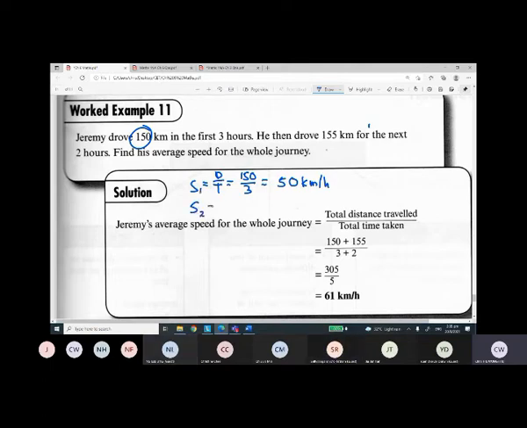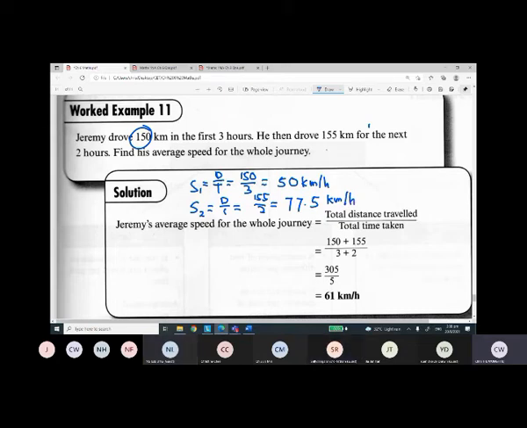Also distance over time. What is the distance for the second one? 155, is it? Yeah. 155 divided by 2 gives you 77.5. So how do you find the average speed?